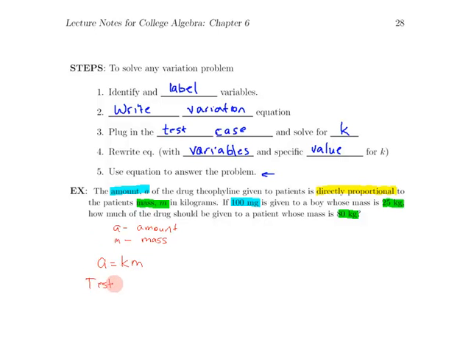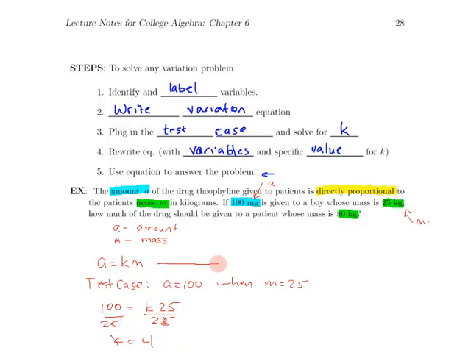Now let's look at our test case. We are told that for 100 milligrams, that is if A is 100, the mass M is 25. So A equals 100 when M is equal to 25. So plug those in. You'll have 100 is equal to k times 25. So what does k have to be? Just divide both sides by 25, and k is equal to 4.